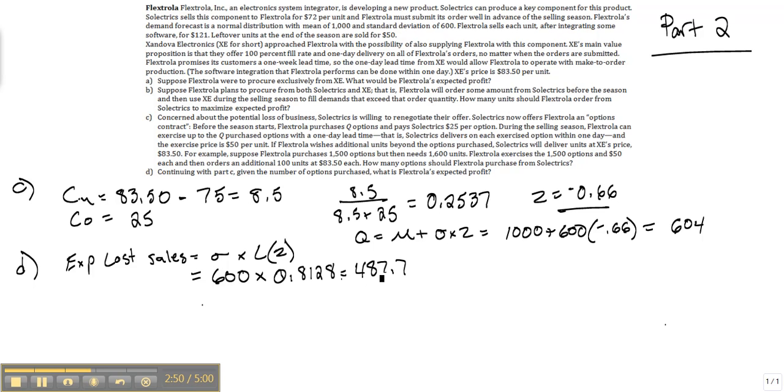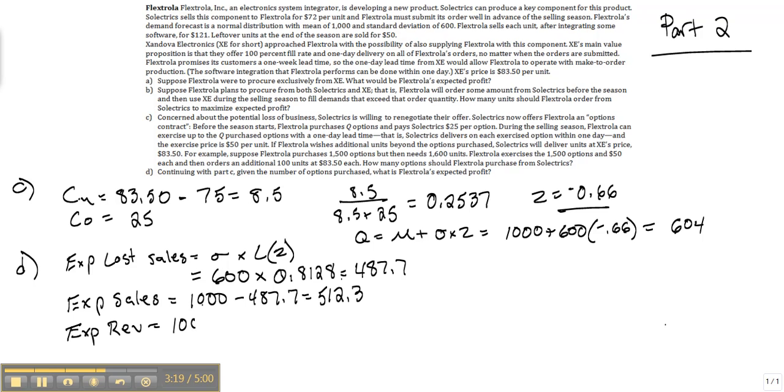487.7. Then the expected number of options exercised, or the expected sales, will be equal to the mean demand minus the expected lost sales. Therefore, our expected sales are 512.3 units. Next, expected revenue is going to be equal to that forecast demand times the revenue per unit, or $121, for a total expected revenue of $121,000. Now we know profit is equal to revenue minus the costs.